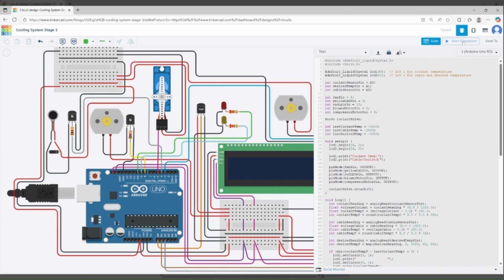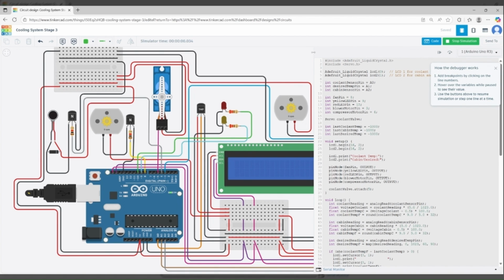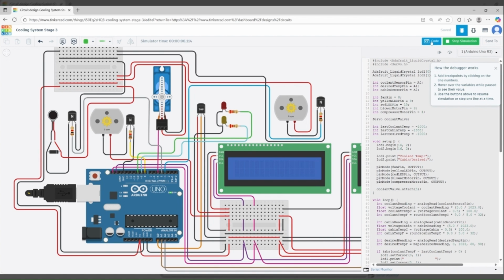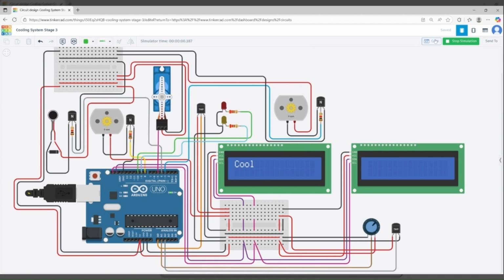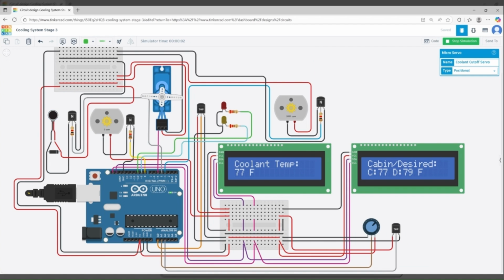All right, let's start our simulation here. We can go through the new components. So we still have our coolant temperature displayed, still have our cabin temperature and the desired temperature. This vibration motor represents the AC compressor. This is the coolant cutoff servo. And here's our blower motor. We can see it running currently at 2600 RPM.